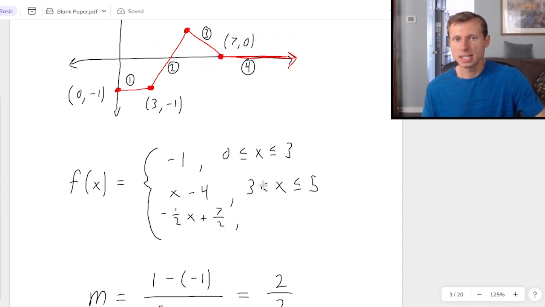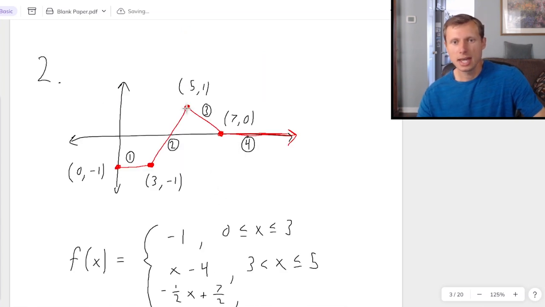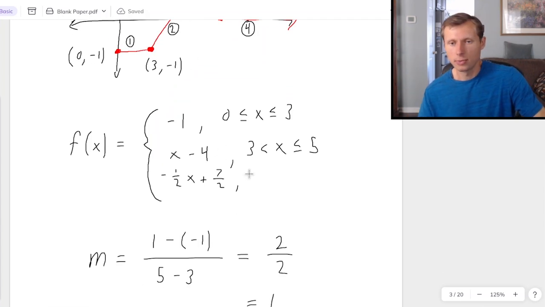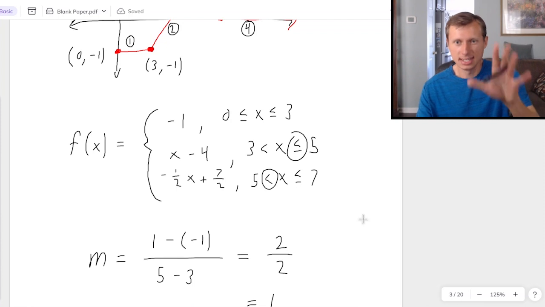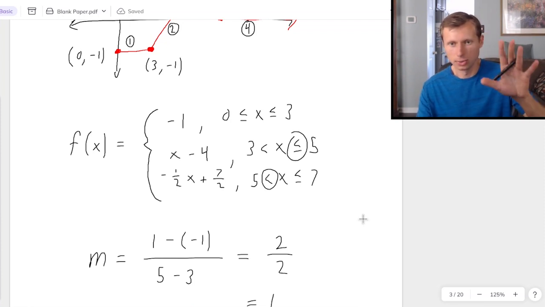And if I think of the x values here, I see that it's from x equals 5 to x equals 7. So watch how I write this. 5 less than x less than or equal to 7. Again, since I chose to put the equal sign here, that means that I have to write just less than. I cannot write less than or equal to there.